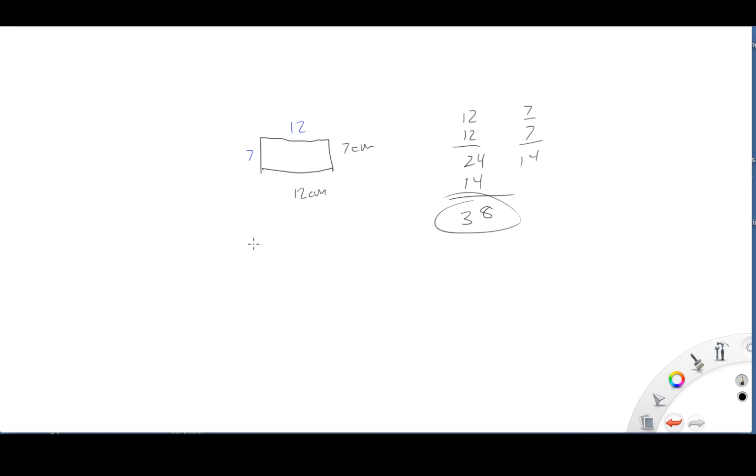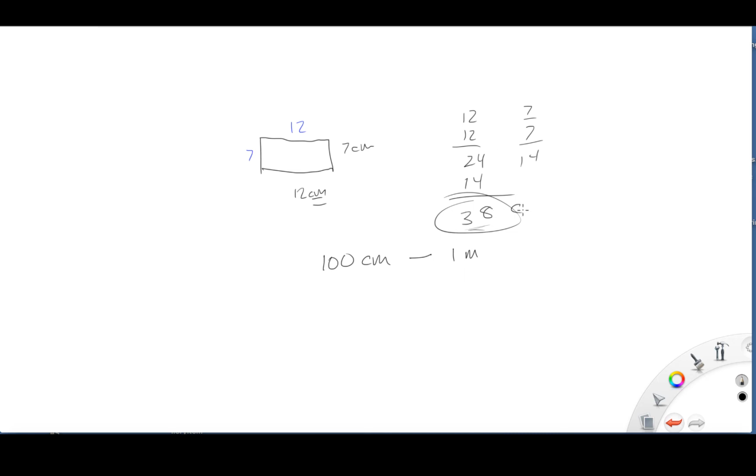Now, the question is, what is it in meters? Well, they gave it to us in centimeters. We know that there are 100 centimeters in 1 meter. So that means we multiply this by 0.01, excuse me, or we can just do this. If we have centimeters, here's the trick.